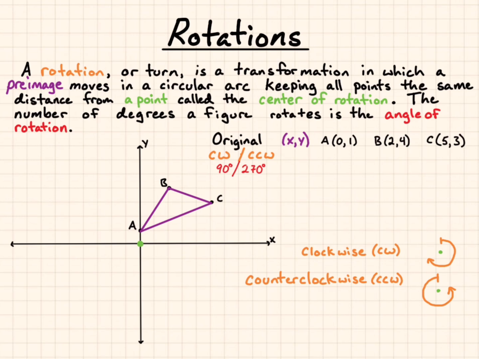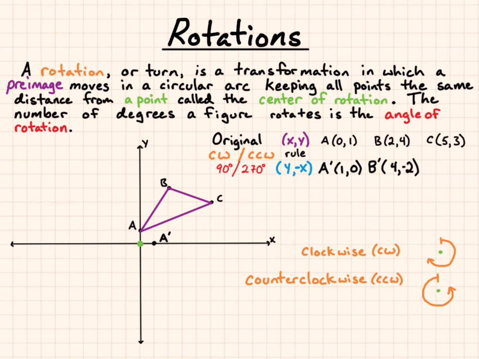The rule here is that we switch the y value to the x position and take the opposite of the x value and put it in the y position. For A, if I put 0 in the y position, there's no opposite of 0, and 1 in the x position, we can see we have 1, 0. And that's a 90-degree rotation clockwise about the origin. But let's try the other points.